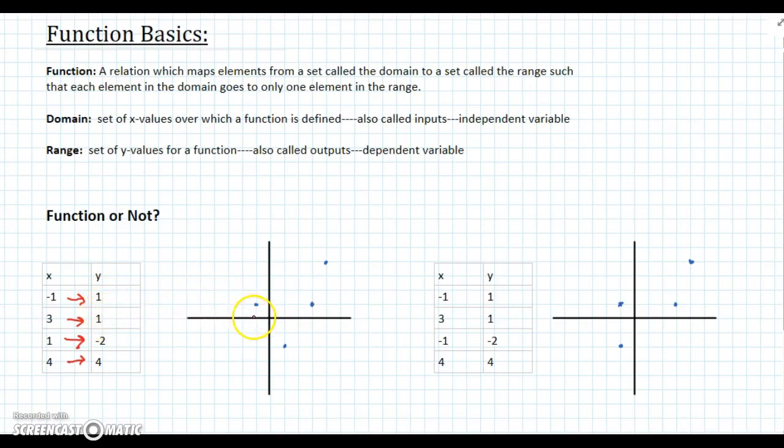If you look at a picture of it, just plotted a little graph here, there's the input of -1. It has one output above it, right? 1 has one output down here below it. That one input went to one output. And of course, the same is true for x equals 3 and x equals 4, only one output each. So this one is a function.